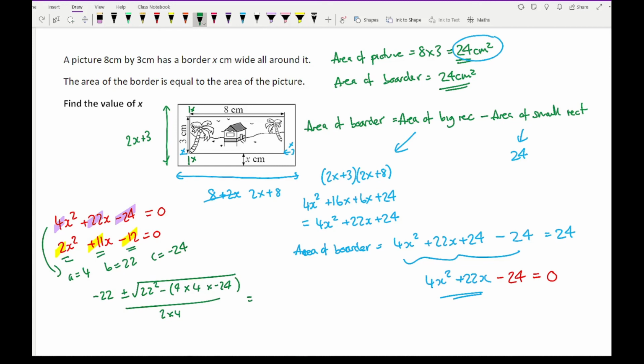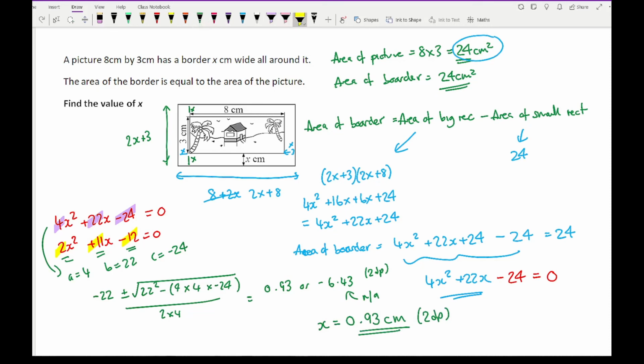Again, it should give you the exact same answer. Let me just quickly type that all in, which gives me an answer of 0.93, or minus 6.43, and they're to 2 decimal places. Now x can't be a negative length, so this one is not applicable, so x equals 0.93 centimeters, to 2 decimal places, and there is my final answer.